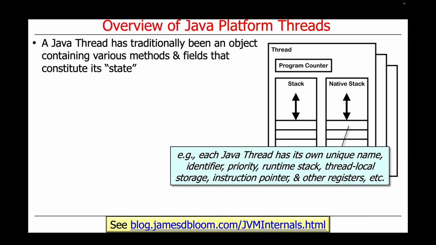A Java thread has traditionally been an object that contains various methods and fields that constitute its state. For example, each Java thread historically had its own unique name, which is a string, a unique identifier, which is a number, a priority that's used to differentiate between different threads to decide which ones get to run before the other ones, a runtime stack that also has a kernel-level component, thread local storage, and various registers, such as an instruction pointer, a stack frame pointer, and so on.